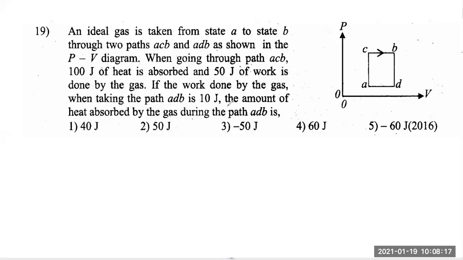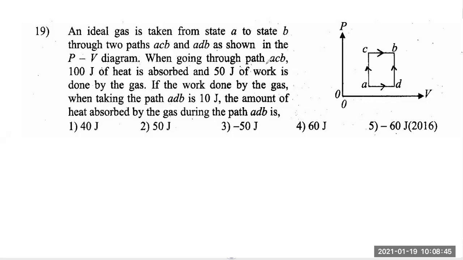This question is from 2016. Next thermodynamic question. An ideal gas is taken from state A to state B along two paths, ACB and ADB. The arrows are missing in the diagram, so this is how the question should have been.